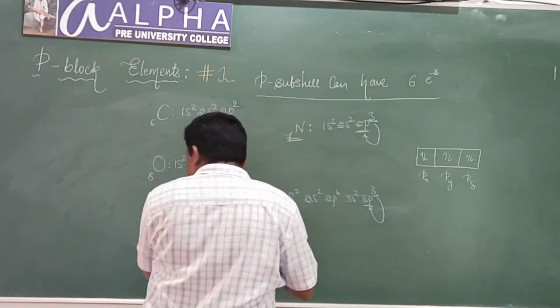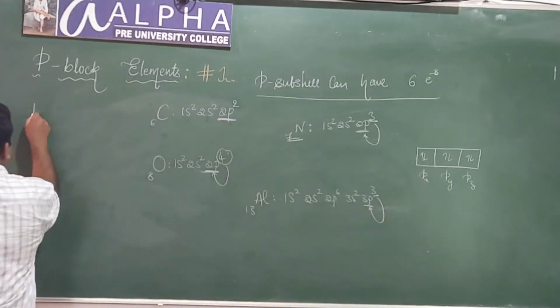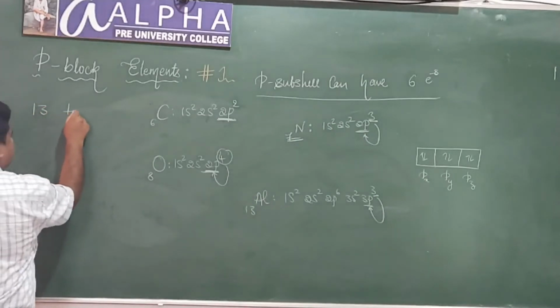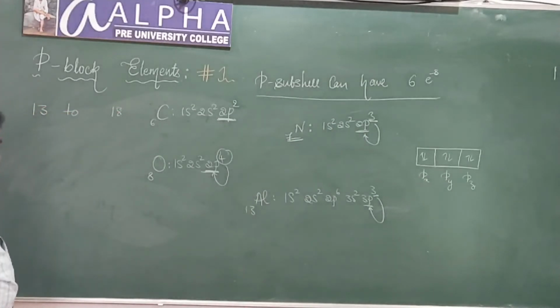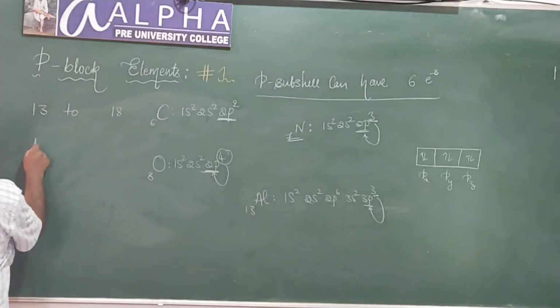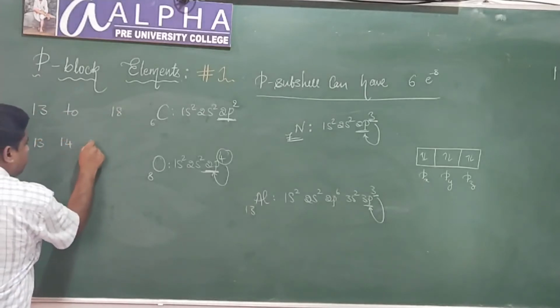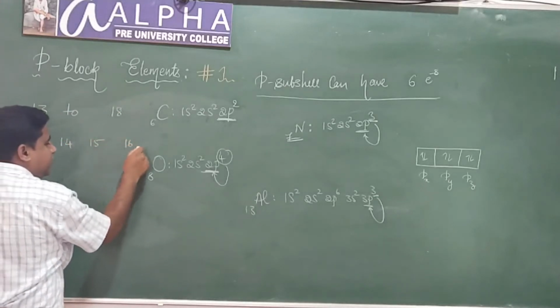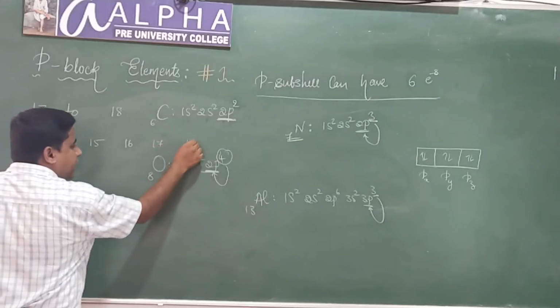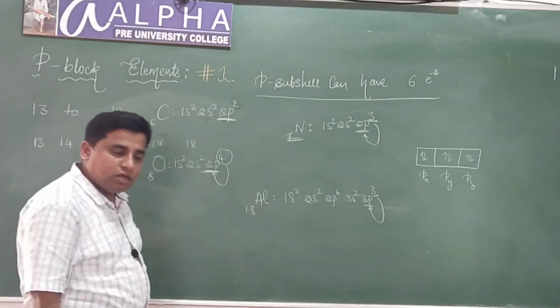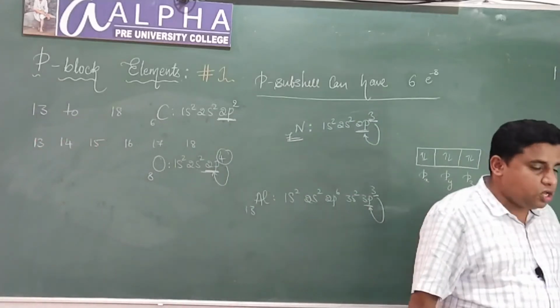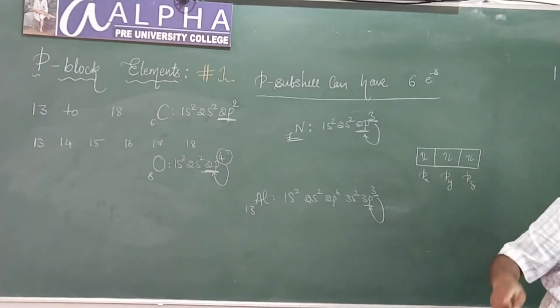From where to where? From group 13 to group 18, isn't it? Group 13, group 14, group 15, group 16, group 17, and group 18. Am I correct? So I hope you got the answer. Why does the p block have 6 groups?